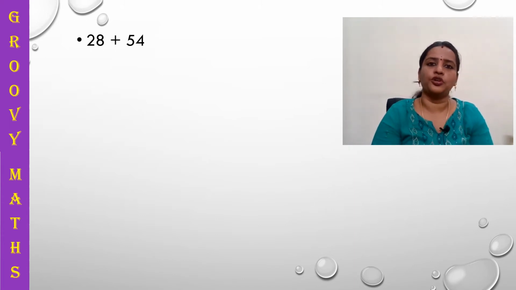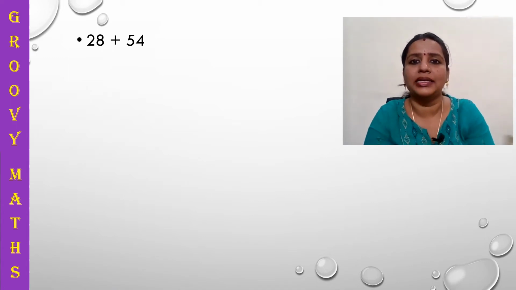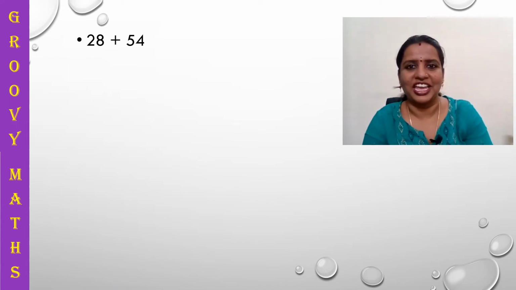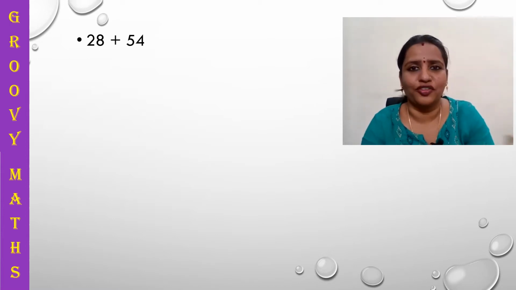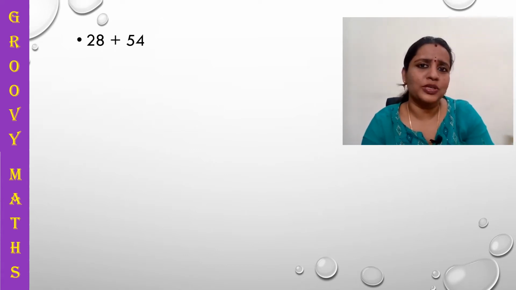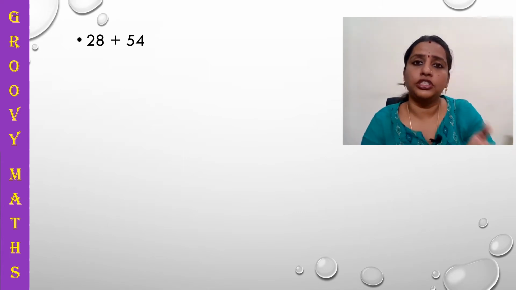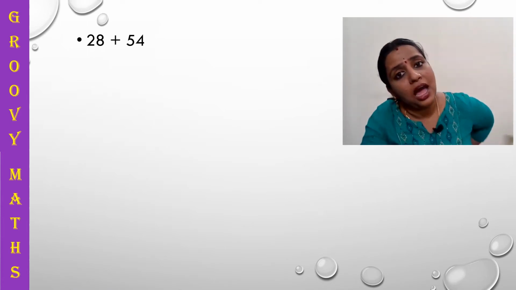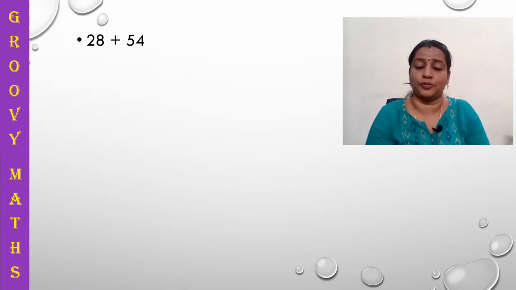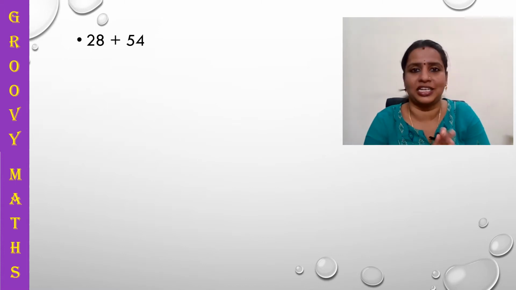To add it, what I'm going to do is make one of my numbers a multiple of 10. I can add any number to a multiple of 10 easily, isn't it? Yes, it would be easier for me, as we have seen before too. Now I have to make a single number a multiple of 10. I have 28 and 54. Which number do I have to make a multiple of 10, and how? Which number is closer to a multiple of 10?